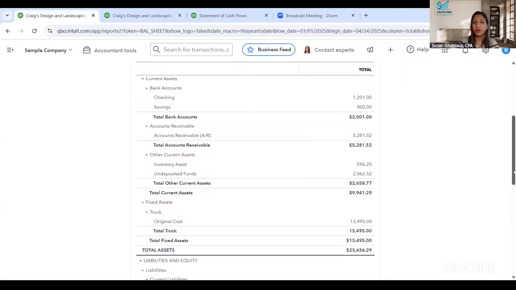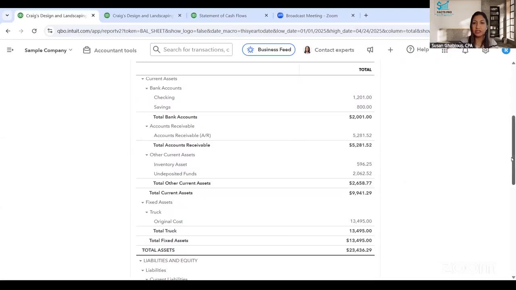These are what we call current assets, but then you also have fixed assets, like if you have vehicles, buildings, equipment, or machines. This is where they would show. So this is a report that shows your assets, what you've got. All right, so this is the first part of the balance sheet.